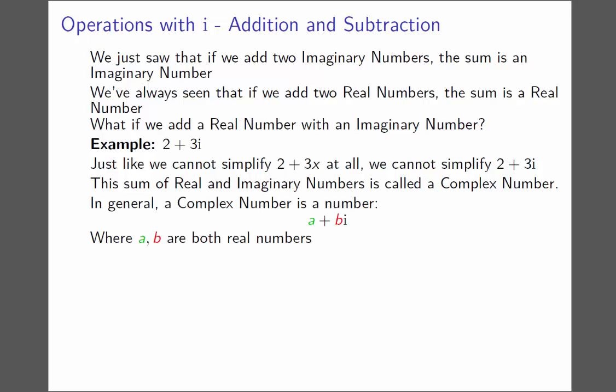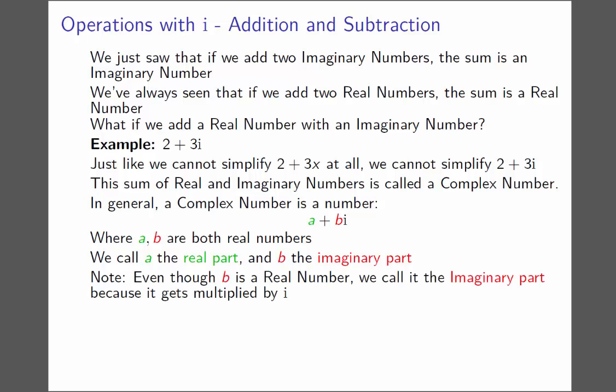In general, a complex number is a number a plus bi, where a and b are both real numbers. We call a the real part and b the imaginary part. It's worth pointing out that even though b is a real number, we call it the imaginary part because it gets multiplied by i.